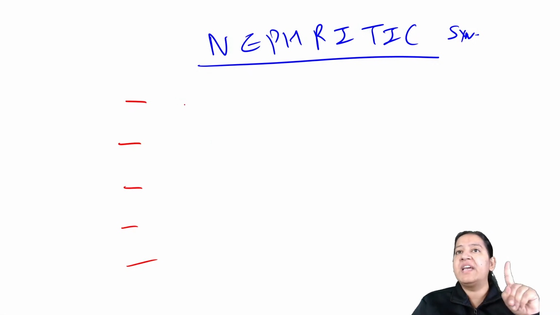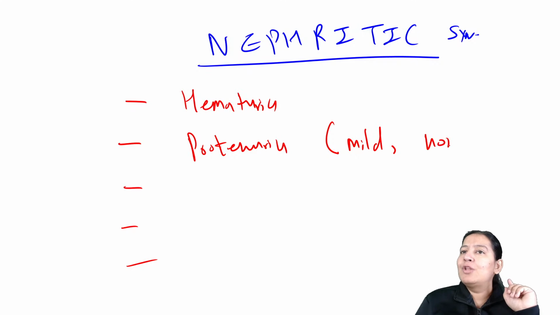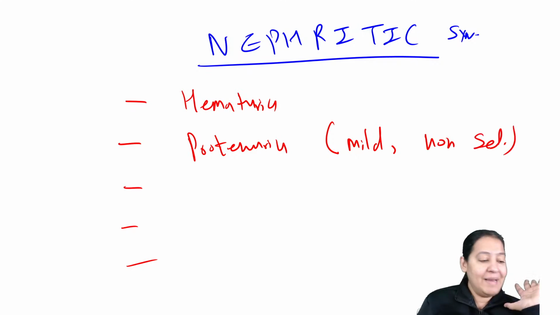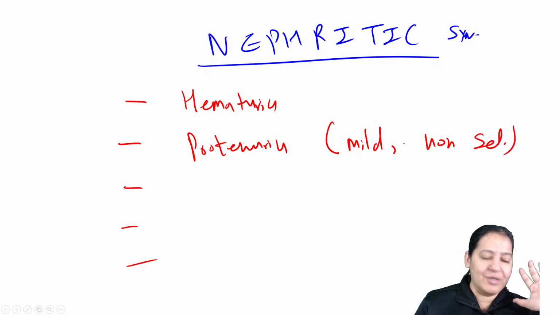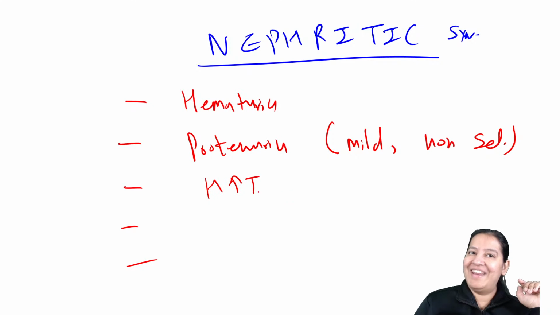What is the first finding in nephritic syndrome? It is hematuria. What is the second finding? It is proteinuria. But please write down in the bracket, it is mild and it is non-selective. Please write down. Please be clear. Very good, Rishinika. Very good, Sweetie. The third is hypertension. Very good. It is mild.